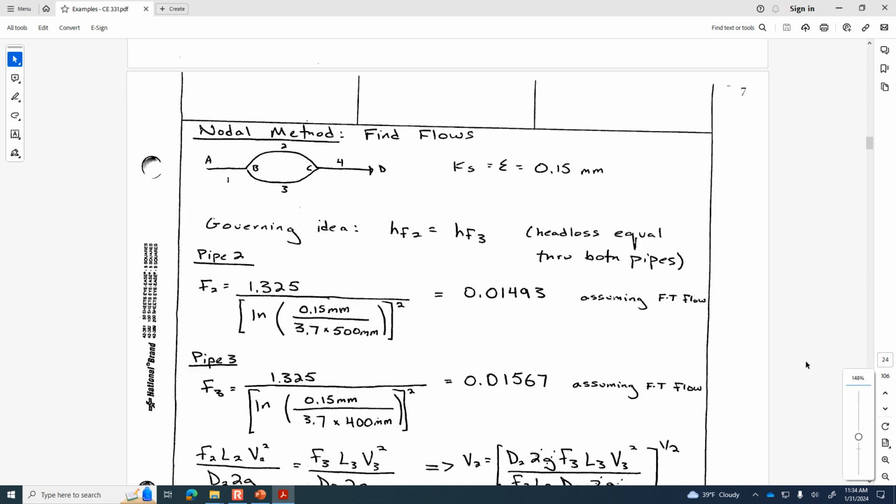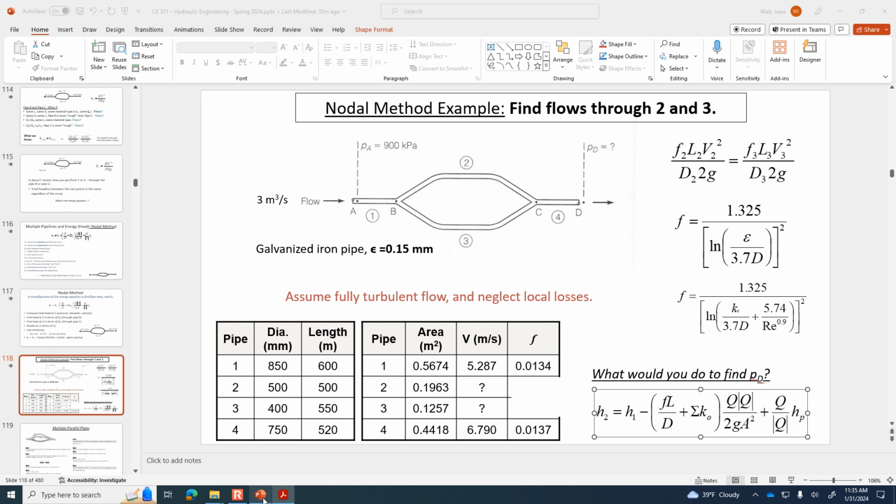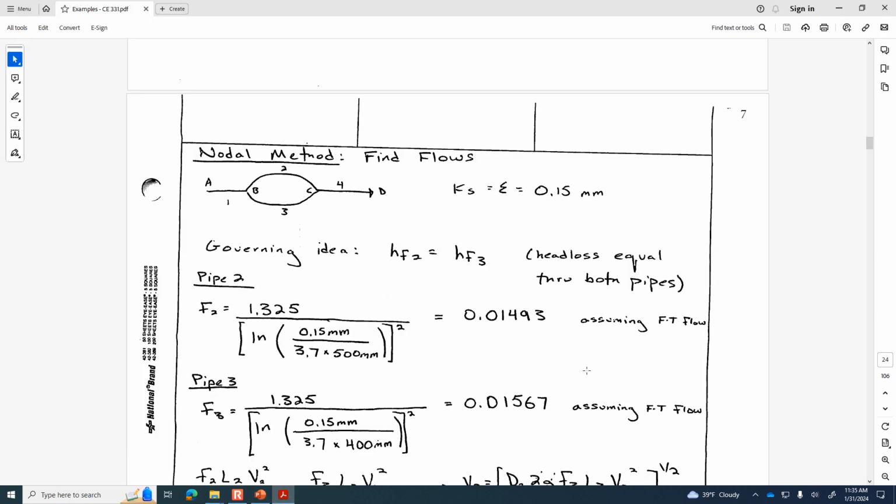All right, here's the F values. We're just applying the fully turbulent flow assumption. The normal Jain equation would have the Reynolds number term, but that's been omitted. So here's the abbreviated Jain equation that I've used to give us these initial guesses of the F values.